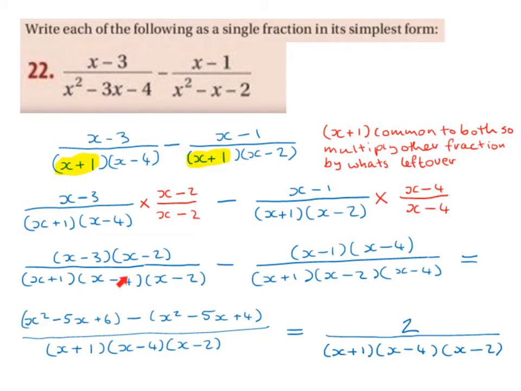We notice that our denominators were the same, so we now have that single denominator underneath: (x plus 1)(x minus 4)(x minus 2). Next we simplify. x squared minus x squared will cancel. Minus 5x minus minus 5x becomes minus 5x plus 5x, which will cancel. And then 6 minus 4 is 2. So we end up with 2 over (x plus 1)(x minus 4)(x minus 2). And this is our final answer.